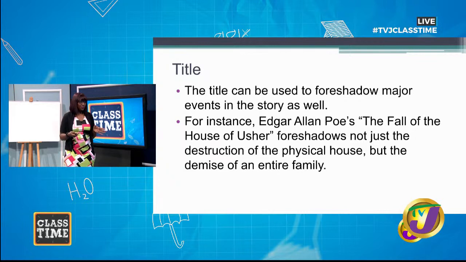So here's an example. In this piece of writing by Edgar Allan Poe, his title was The Fall of the House of Usher. And it foreshadows the destruction of the physical premises, but also the house of Usher, meaning the family. So that title foreshadowed the family's downfall, the family's deterioration, their destruction.